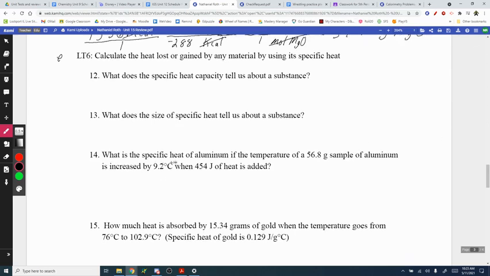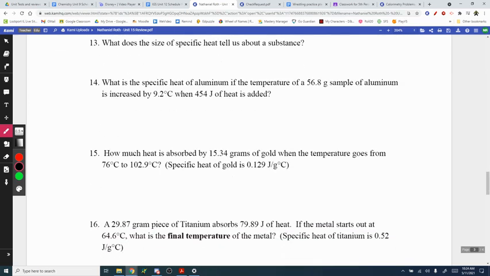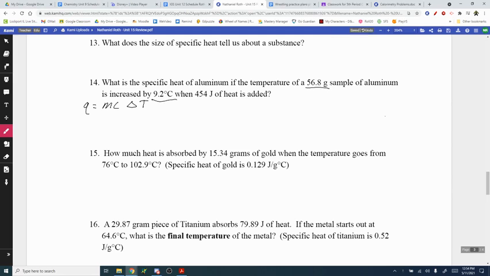All right, so what is the specific heat of aluminum if the temperature of a 56.8 gram sample of aluminum is increased by 9.2 degrees Celsius when 454 joules of heat is added? Okay, so our equation is Q equals mc delta T. Okay, so from here, we need to identify what our givens are. So we have 56.8 grams, 9.2 degrees Celsius, and 454 joules.